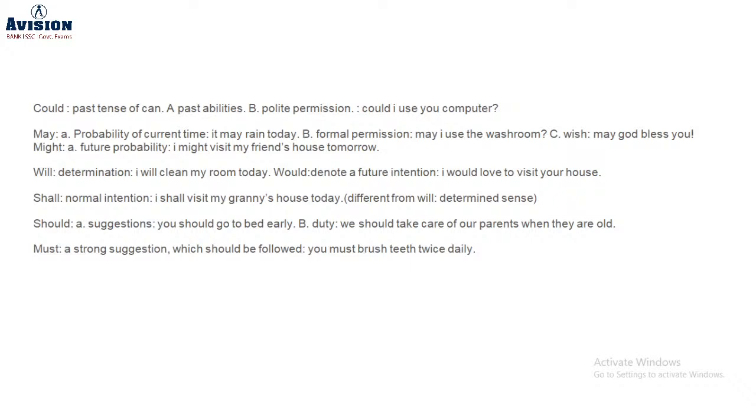Yeah. So, in must, what we usually see is a strong suggestion which should be followed. You must brush teeth twice daily, which is important to follow. Should is just a suggestion. We can only suggest people with should, but when we say must, it is something which they have to do, which means there is an importance behind that. This is a strong suggestion, like that.